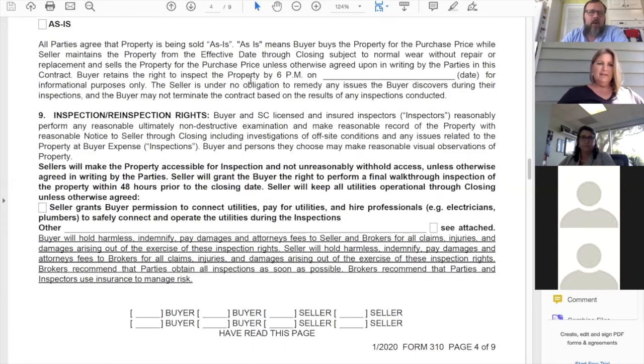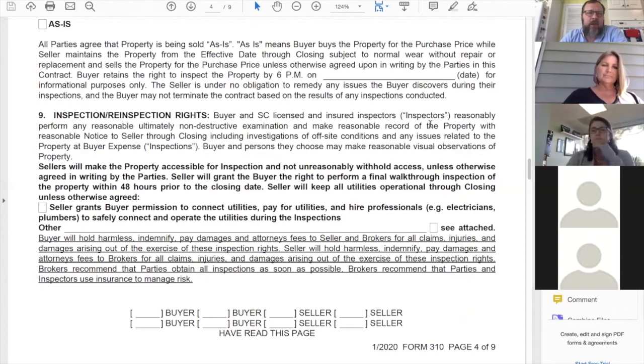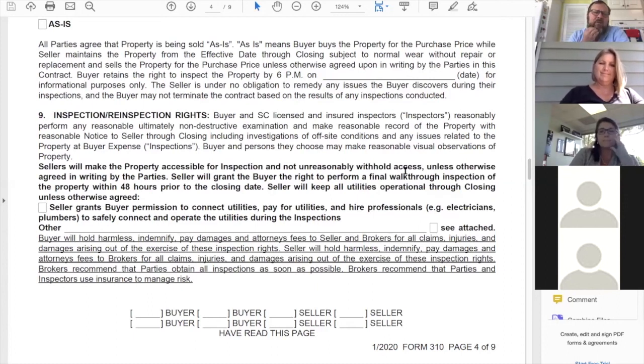Inspection rights. So basically, the buyer and South Carolina licensed and insured inspectors may perform any reasonable, non-destructive examination and make a reasonable record of the property with reasonable, they like that word, notice to seller through closing, including investigations of off-site conditions, and so on. Seller will make the property accessible for inspection and not unreasonably withhold access, unless otherwise agreed in writing by the parties. Seller will grant the buyer the right to perform the final walkthrough inspection within 48 hours prior to the closing date. Seller will keep on all utilities through closing unless otherwise agreed upon.